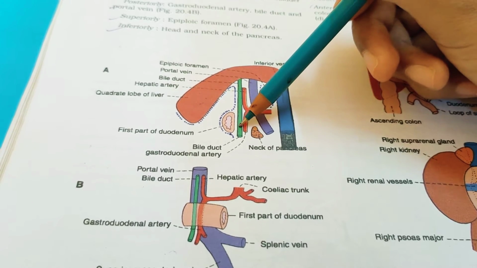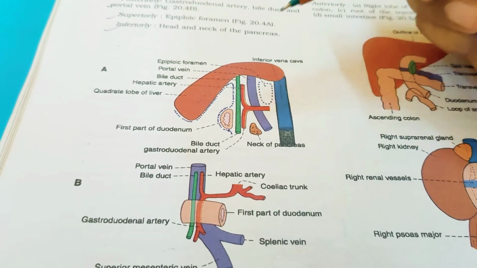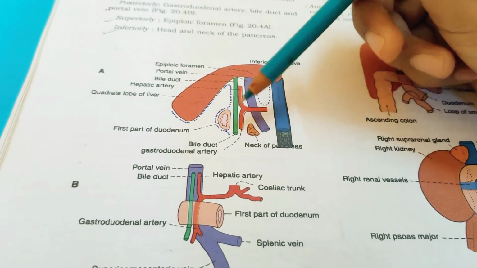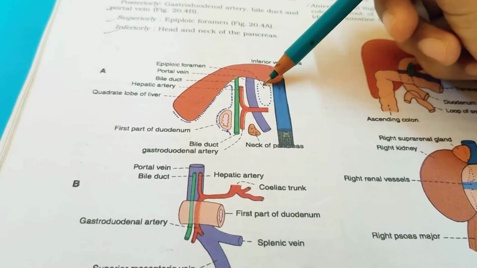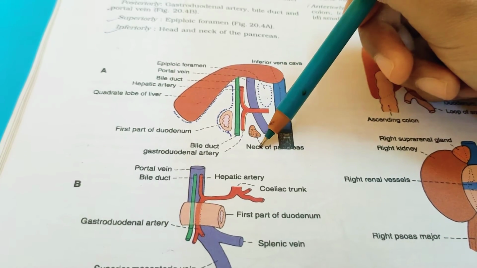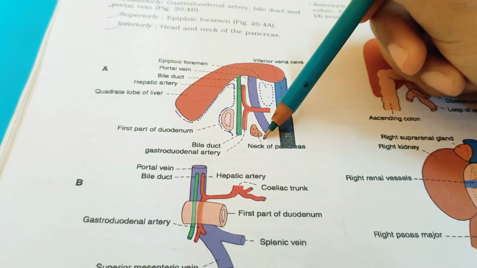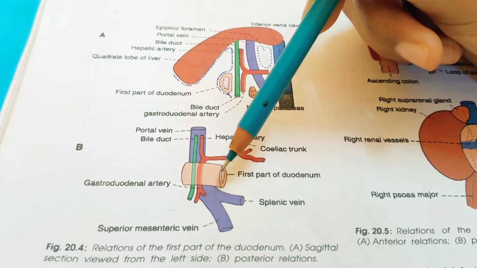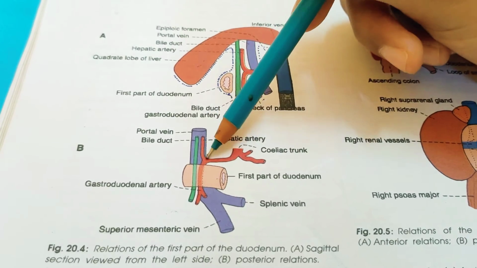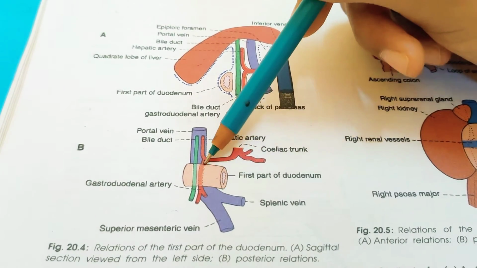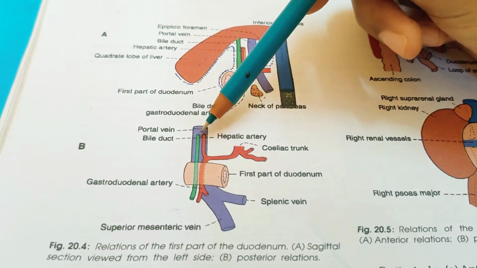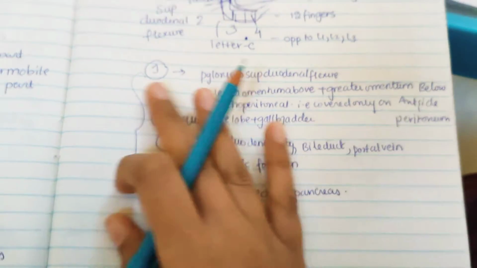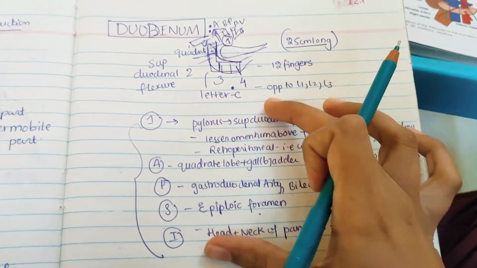Posteriorly, this is the bile duct, this is the gastroduodenal artery, and here you have the portal vein, right? So these are the posterior relations. Next, superiorly, there is the epiploic foramen, and inferiorly there is also the head and neck of pancreas. Okay, so all these relations you can see here clearly. So by this we have completed the first part of duodenum clearly.